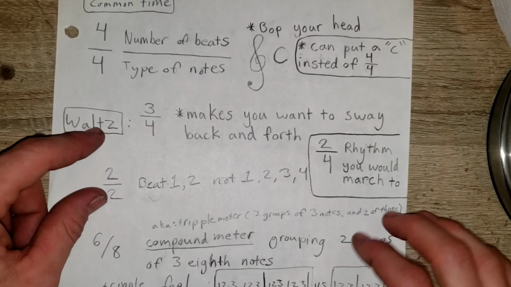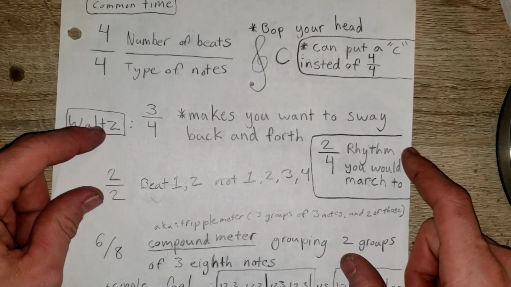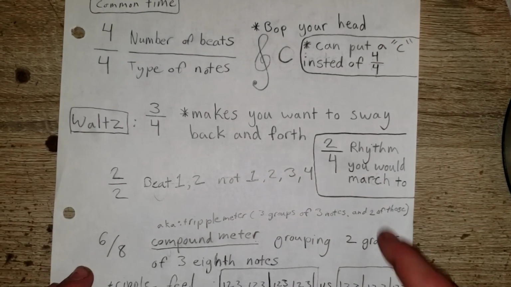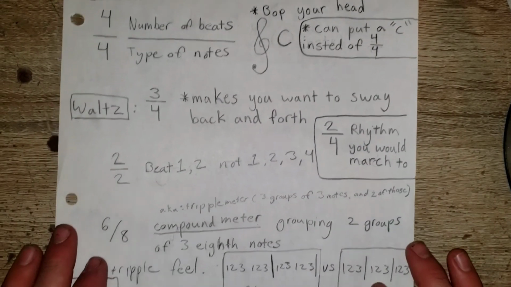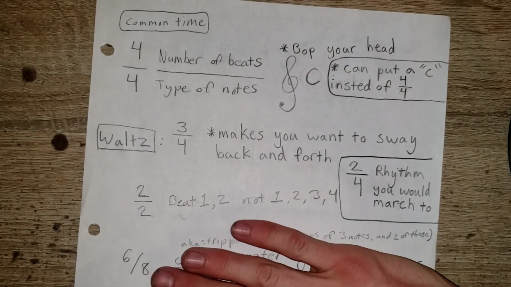Okay? You also have a 2/4, which is a little different. You're going to have 2 quarter notes instead of 2 half notes. Okay? That's a rhythm you'd probably march to. Marching bands use that a lot. So we don't need to know about that yet.